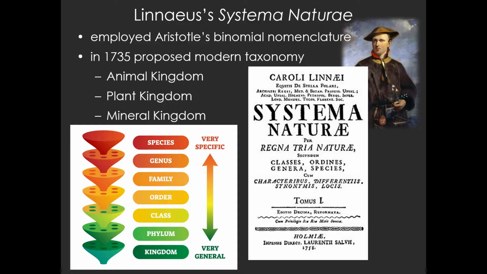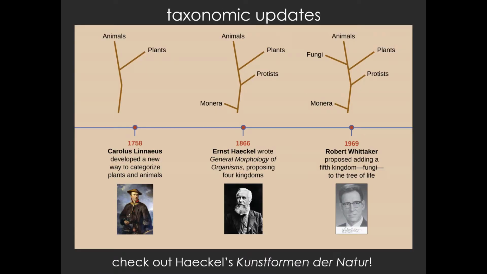Now, it wasn't long before the publication of Systema Naturae in 1735 got other people thinking about the world around them and how to categorize that world. So you can see here that in 1758, this tree of life produced by Carolus Linnaeus has lost that third branch, the mineral branch, and so he was categorizing organisms into just animals or plants.